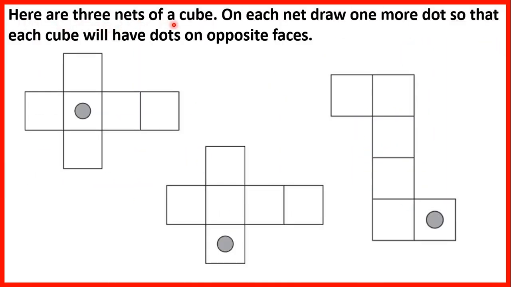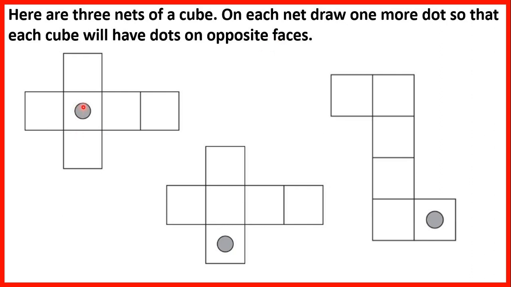Here are 3 nets of a cube. On each net, draw one more dot so that each cube will have dots on opposite faces. So if we imagine the dot that they've given us is on the bottom of the cube, we want to dot the face which will be the top of the cube, so that we have dots on opposite faces.